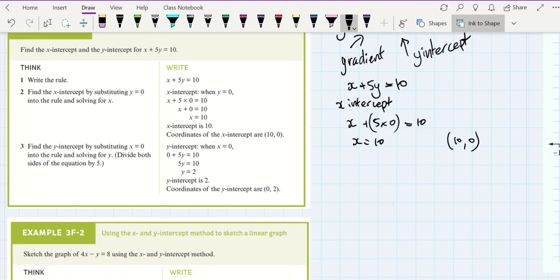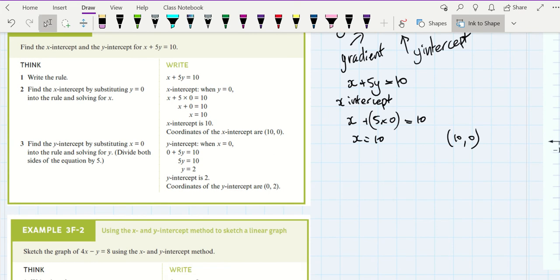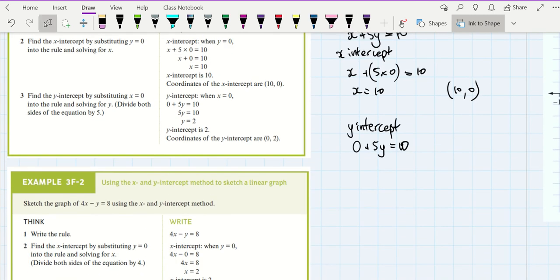Now let's find the y-intercept when x equals 0. Instead of saying x, we're going to say 0 plus 5y equals 10. Now we're going to need a little bit of algebra. So let's have a look at what we've got to do. We say that 5y equals 10. Therefore, we do an equivalent equation: y equals 10 over 5, so y equals 2.